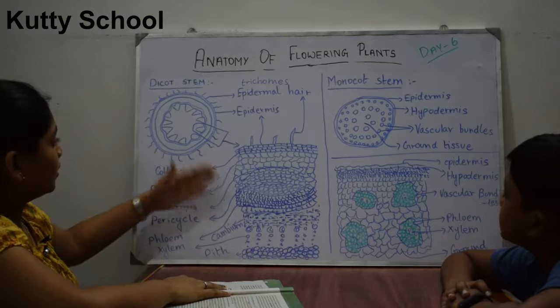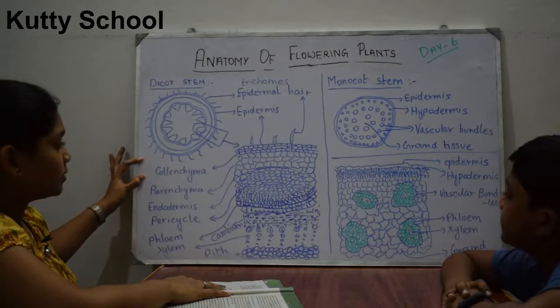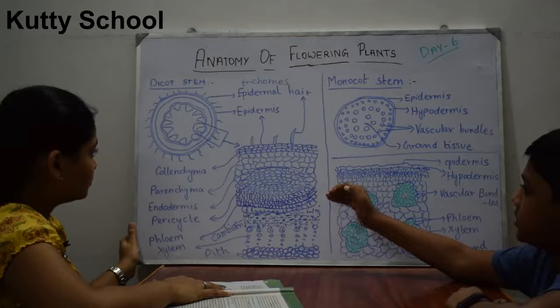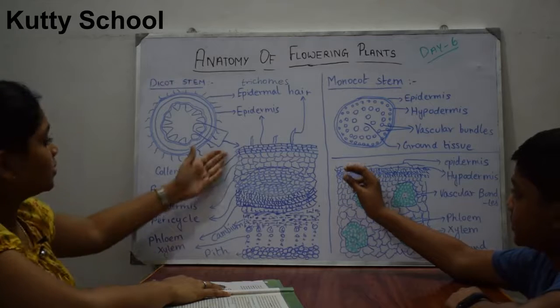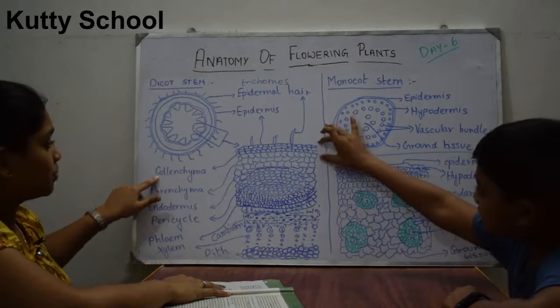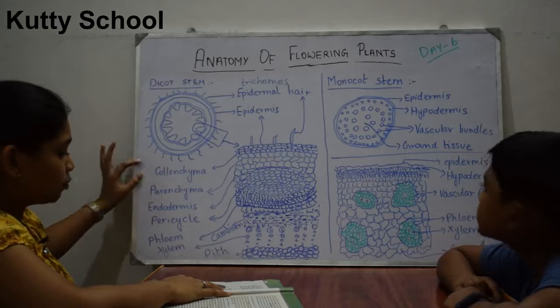So after the epidermis, there arises collenchyma here. Collenchyma is the first tissue layer below the epidermis. Yes, first layer. So these are generally cortex cells. It is made up of collenchyma. It is known as hypodermis, and it is made up of collenchyma.